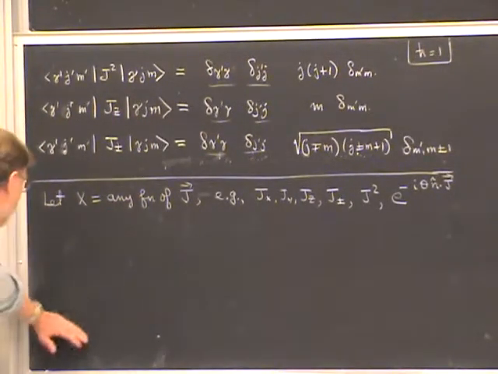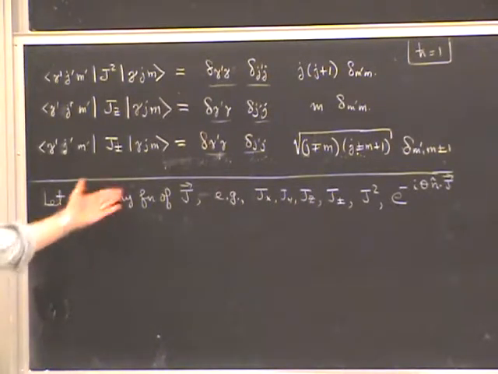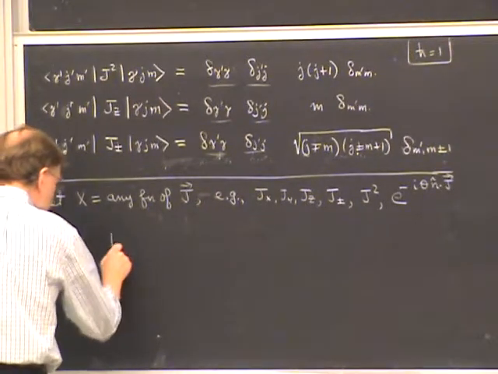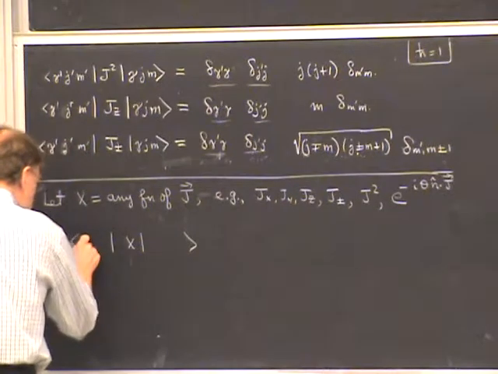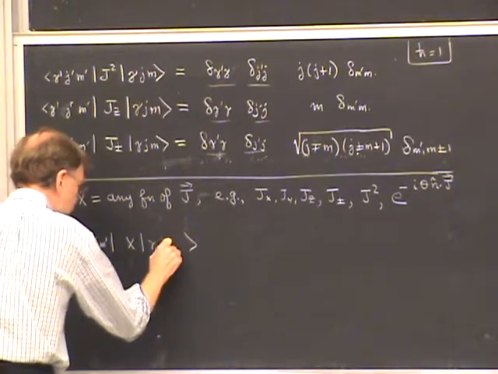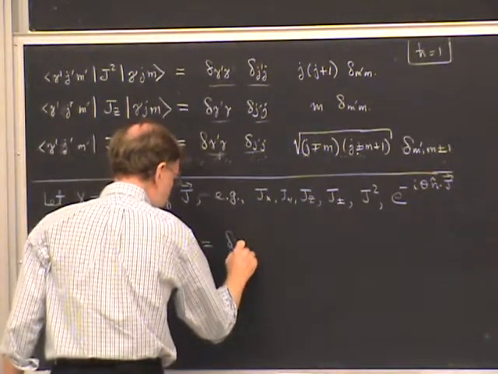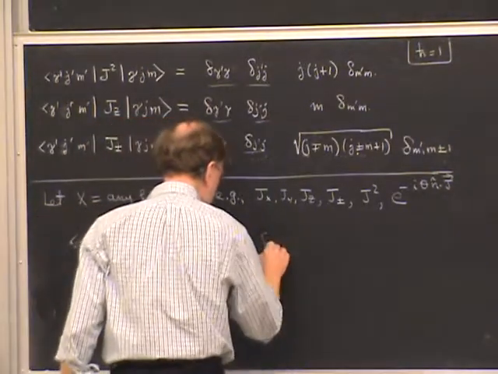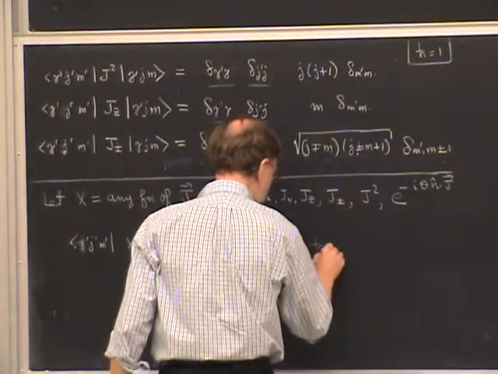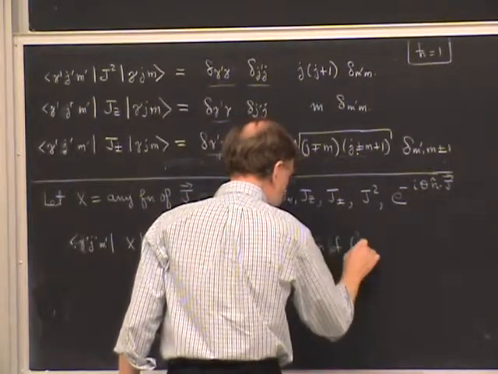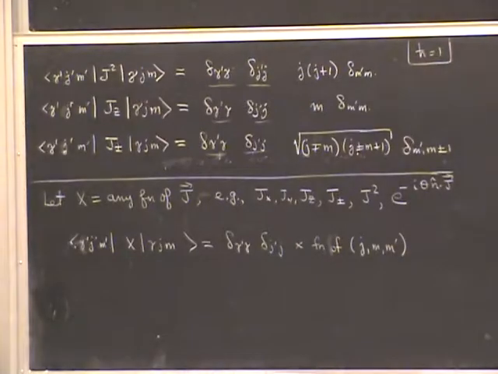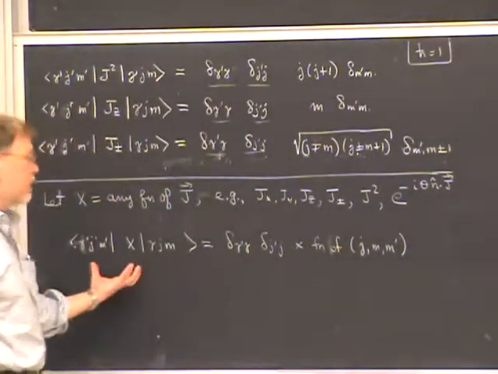Anyway, let x be any one of these, any function of j, and these are the main examples here. And then if we look at the matrix elements of x in the standard angular momentum basis, so I'll put gamma prime, j prime, m prime on one side, and gamma, j, m on the other. The general structure of it is that it's diagonal in gamma, delta gamma prime gamma, diagonal in j, delta j prime j. Then what's left over is multiplied times a function of j, m prime, and m. And so it's this final function that contains the essence of the matrix elements of the operator in question.